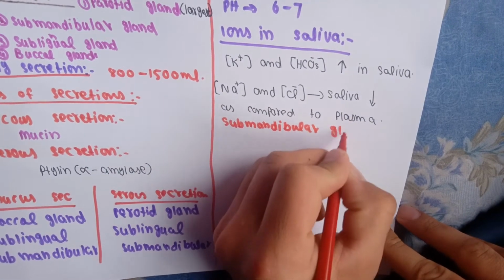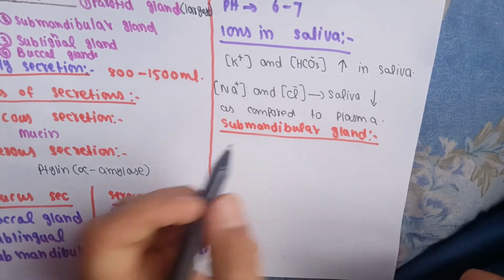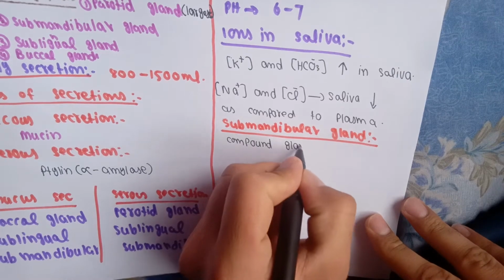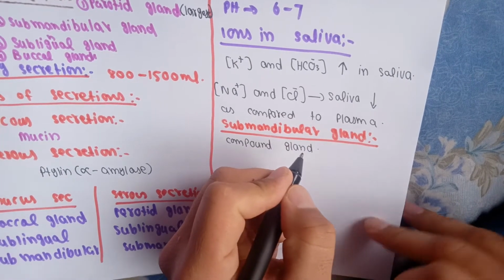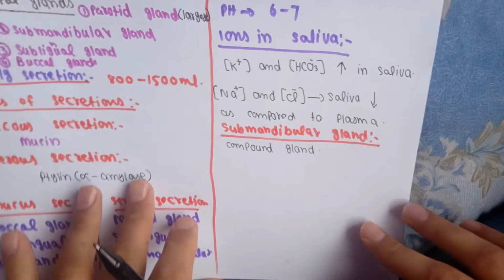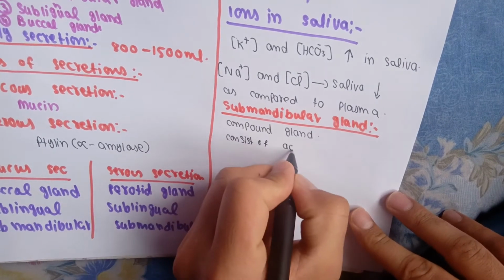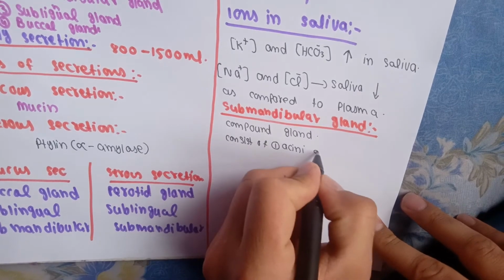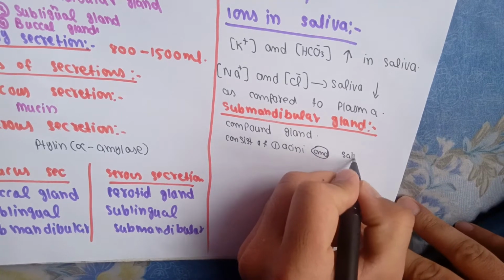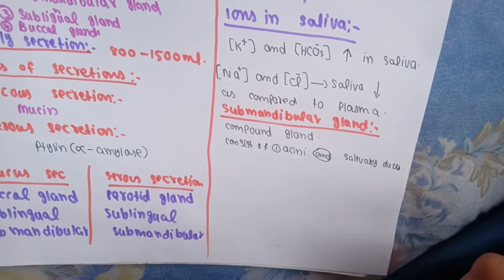Submandibular gland is a type of compound gland. Compound gland means that it is a very complex type of gland. It consists of two types of structure. Number one, acini, and number two, salivary ducts. So it consists of two types of structure.